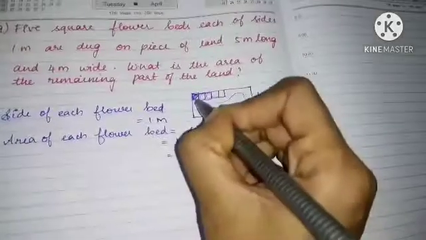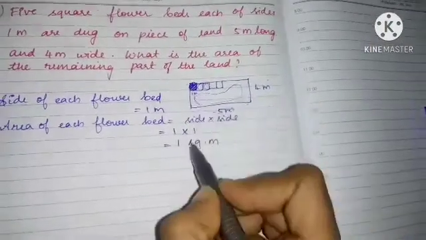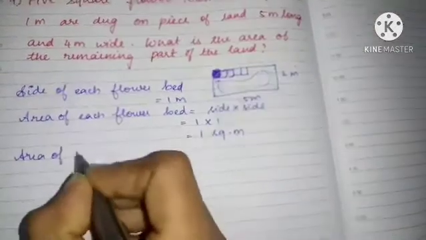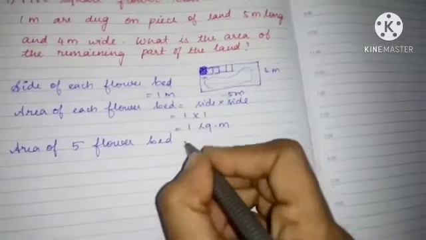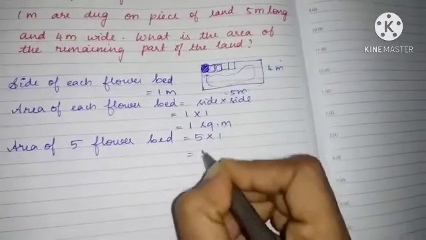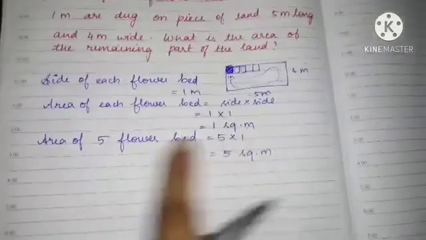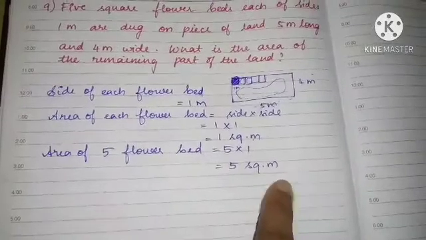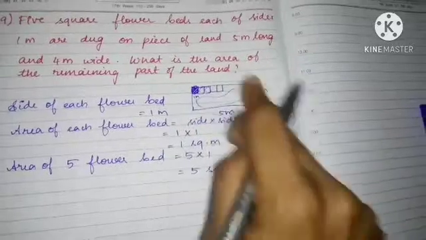See the small region, that is each flower bed. So this small region is 1 square meter. What is the area of 5 flower beds? 5 into 1, 5 square meter. Yes, for 1 flower bed the area is 1 square meter. For 5 flower beds, the area is 5 square meter. Now we are finding the total area of the land.